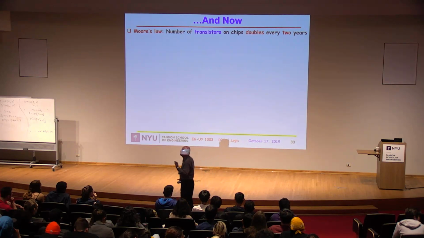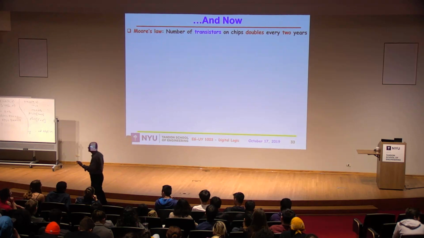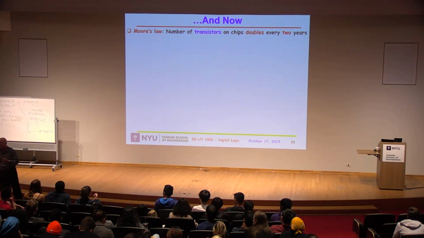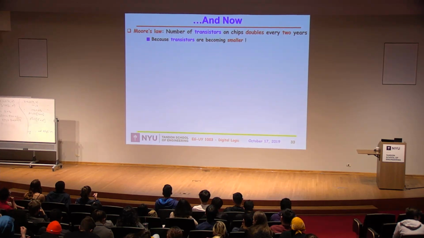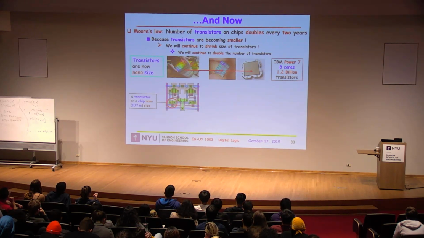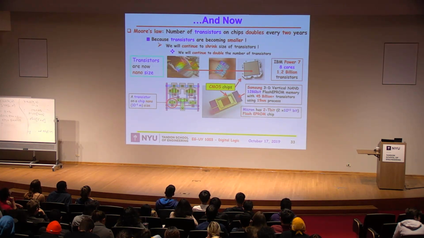Gordon Moore said, in 1965, when I published my paper, I wrote 2 years. So he said that. So it is 2 years. We are doubling the number of transistors. So this is because our transistors are getting smaller and smaller. They are nano-sized now. All right? So this will continue, but for how long, we don't know. We don't know. You will determine that.